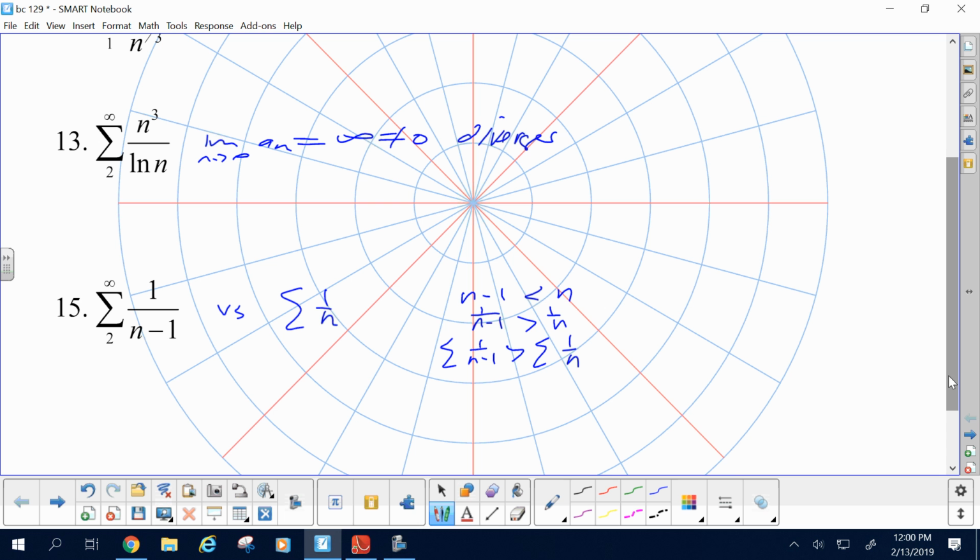So your conclusion should be something like the series of 1 over n minus 1 diverges because it's greater than 1 over n, which diverges. Why does it diverge? Harmonic series. Yes.